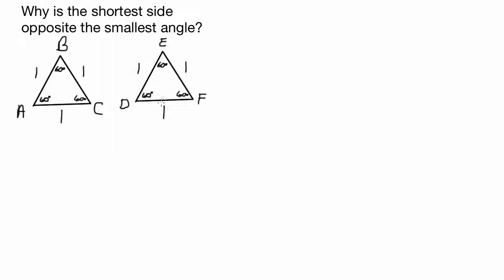All right, so let's try to answer this question. Why is the shortest side opposite the smallest angle in a triangle? So I have two equilateral triangles here, triangle ABC and triangle DEF. The reason I have two is I'm going to manipulate triangle DEF here. So as you can see, because all of the angles are congruent, all the sides are going to be congruent.